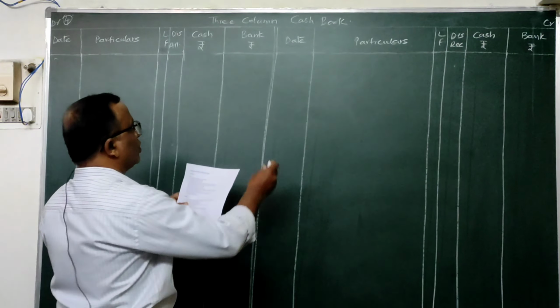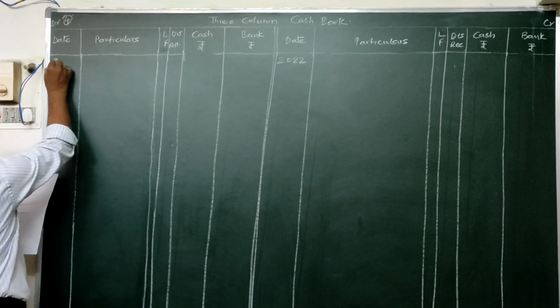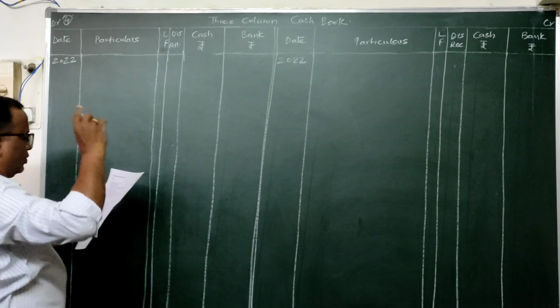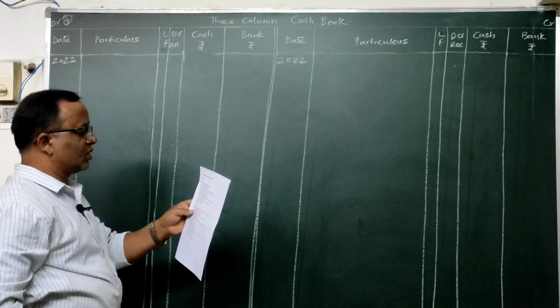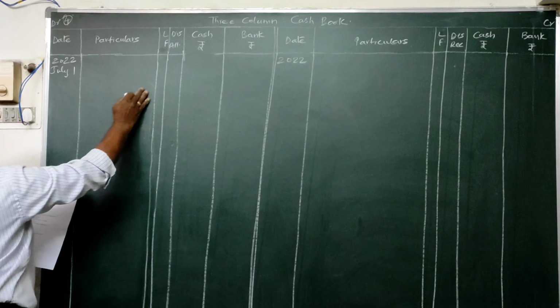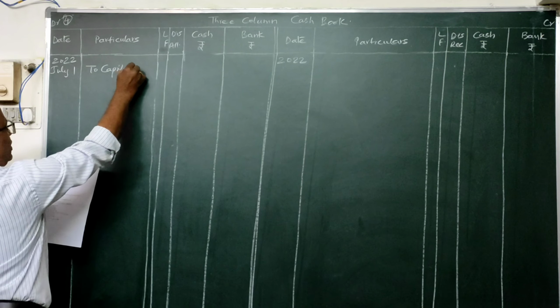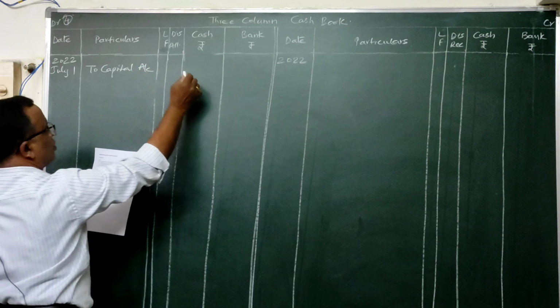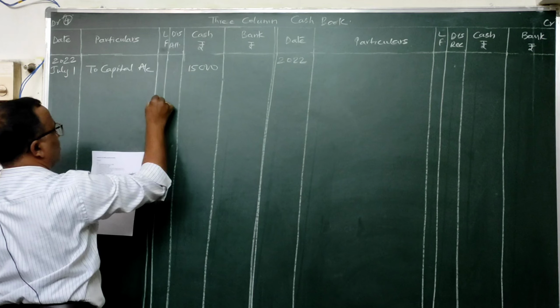Okay, now problem on 3 column cash book. This year is 2022. July 1st, commenced business with cash. So our entry will be cash account debit to capital account. So amount is 15,000 in cash column.